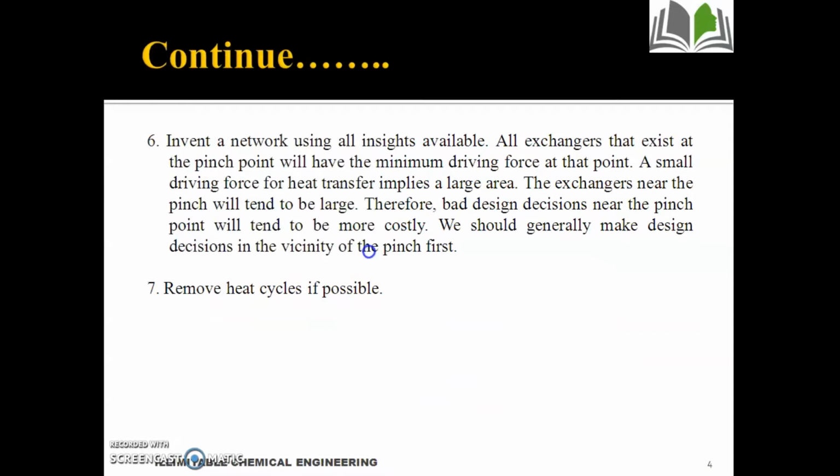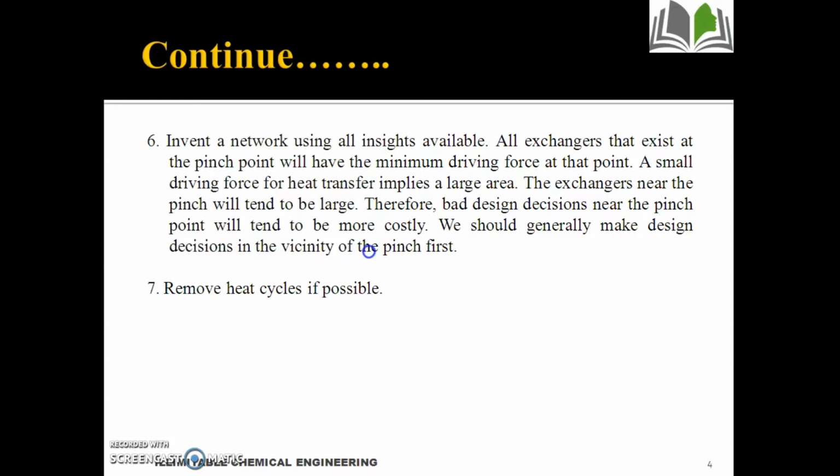The sixth one is inventing the network using all the insights available. All exchangers that exist at the pinch point will have the minimum driving force, that is delta T minimum, at that point, and a small driving force for heat transfer implies a large area. It means if delta T is very small, it will require a large heat transfer area. The exchangers near the pinch will tend to be large. Therefore, the design decisions near the pinch point will tend to be more costly. We should generally make design decisions in the vicinity of the pinch first.